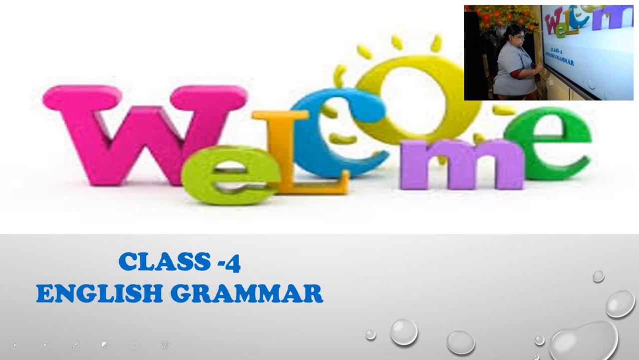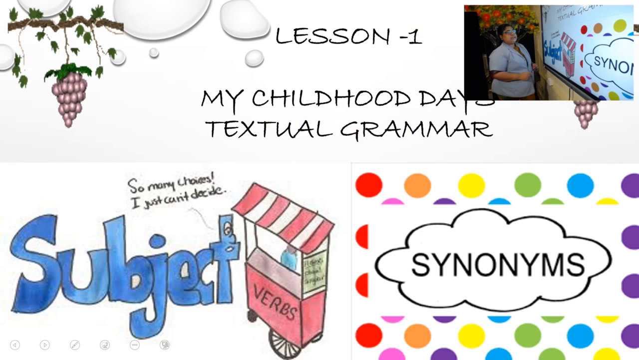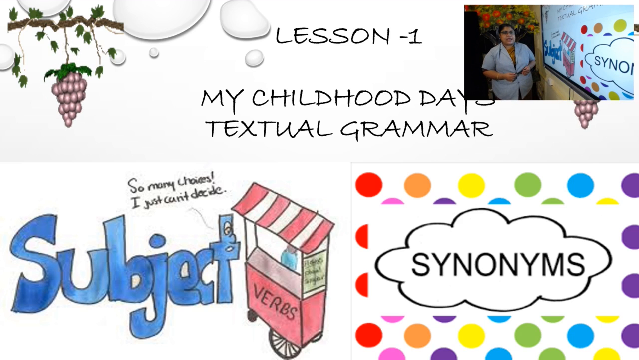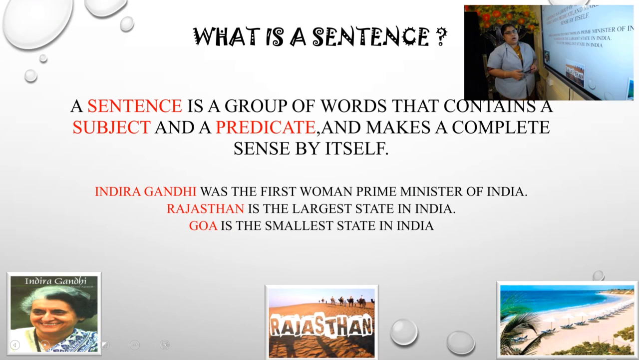So today we are going to learn the textual grammar. Already you have the chapter, My Childhood Days. The chapter is over. Now today we are going to learn the textual grammar. And in the text you have two grammar parts. One is subject verb agreement and the other one is synonyms. Are all of you ready with the textbook and note?